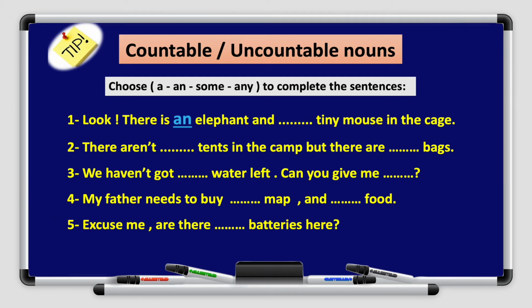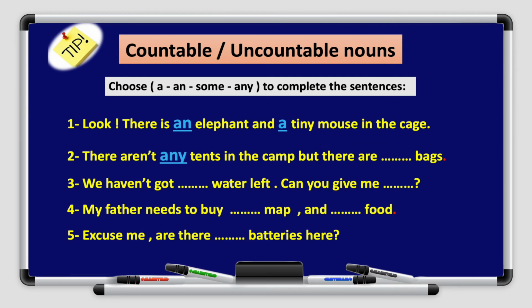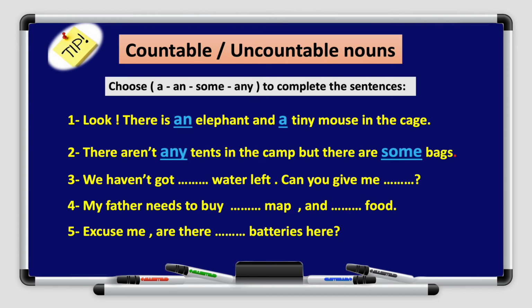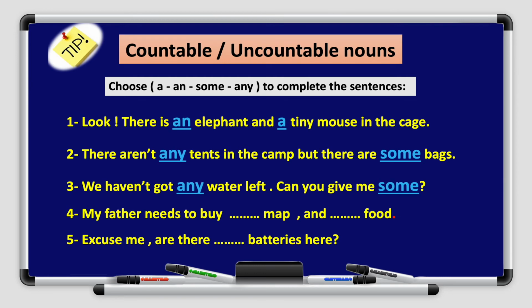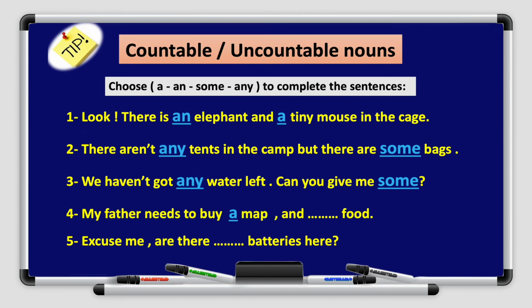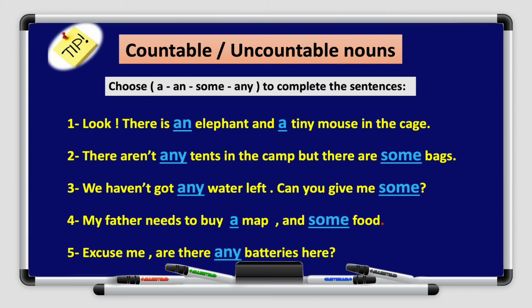Number 1. Excellent. Look, there is an elephant and a tiny mouse in the cage. Number 2. There aren't any tents in the camp, but there are some bags. Good job. Number 3. Excellent. We haven't got any water left. Can you give me some? Number 4. My father needs to buy a map and some food. Excellent.